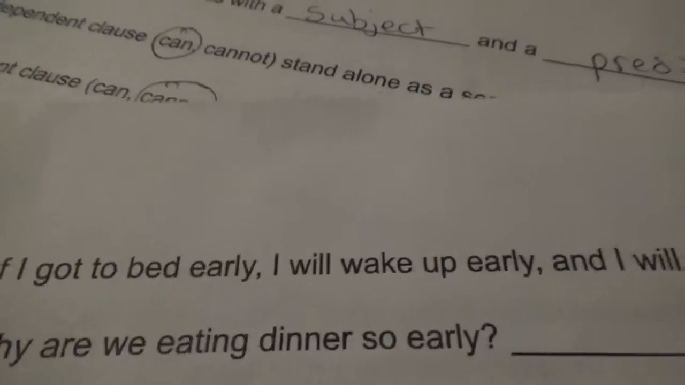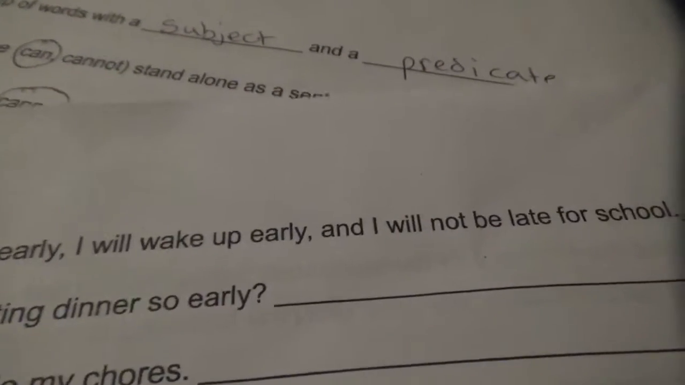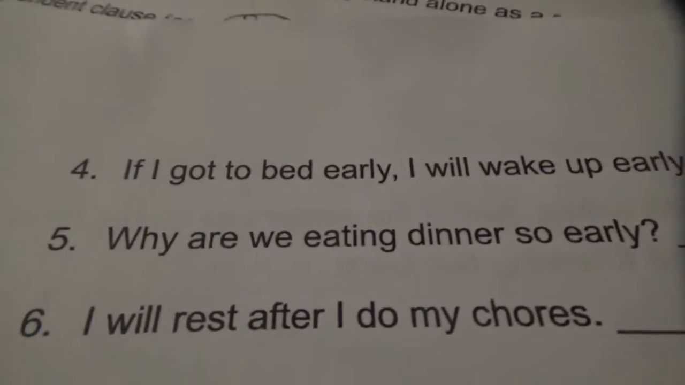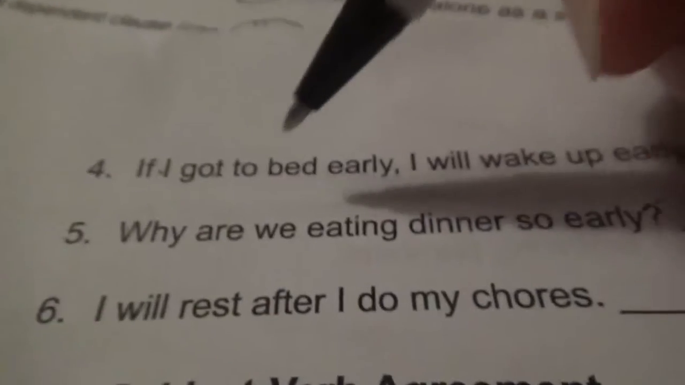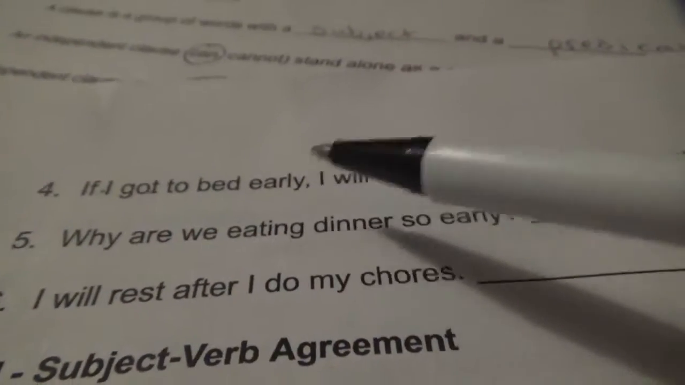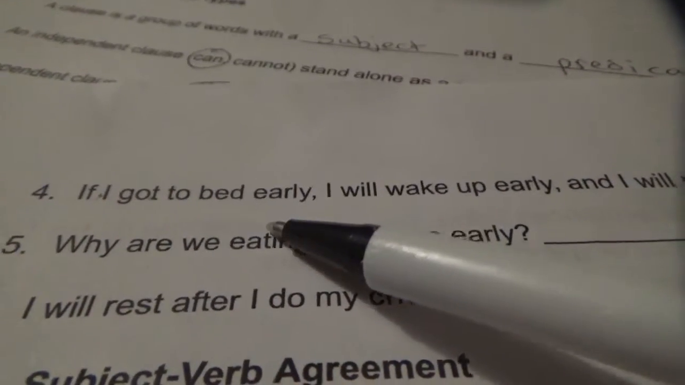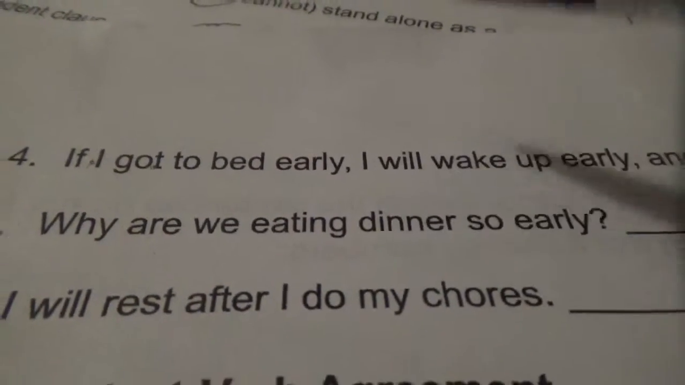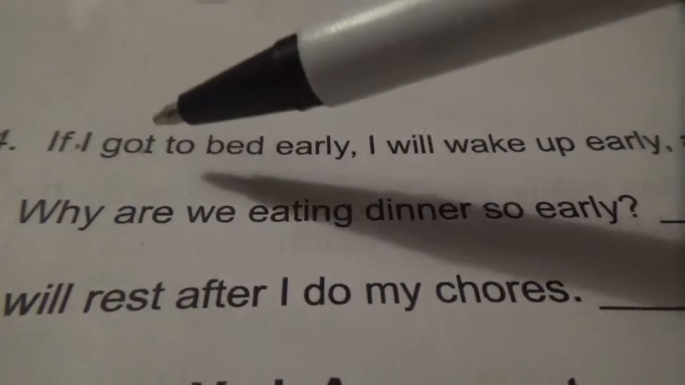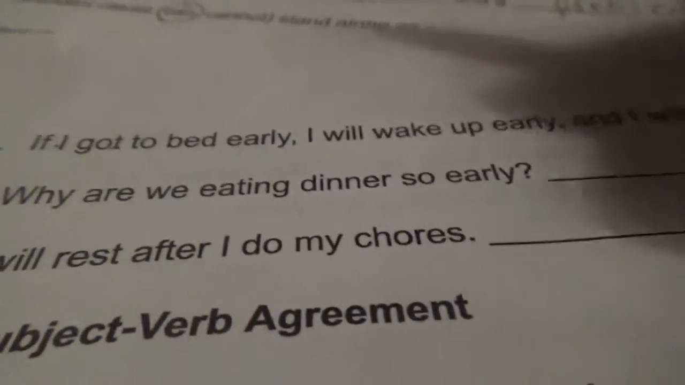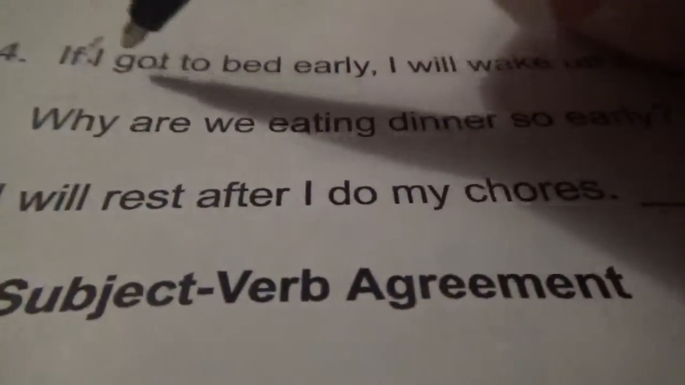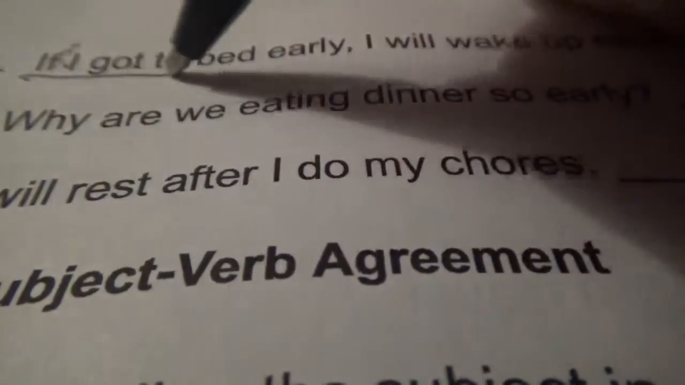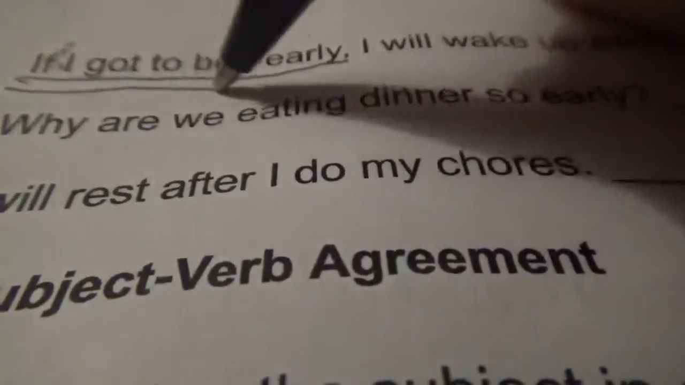If I go to bed early, I will wake up early and I will not be late for school. So if I go to bed early has a subject I and a predicate go. How do I identify where this clause begins and ends? Well, if you look at it, if I go to bed early, we've got our subject I and our verb go. So we've got our group of words with a subject and predicate here, and our subordinating conjunction if. So if I go to bed early is dependent.